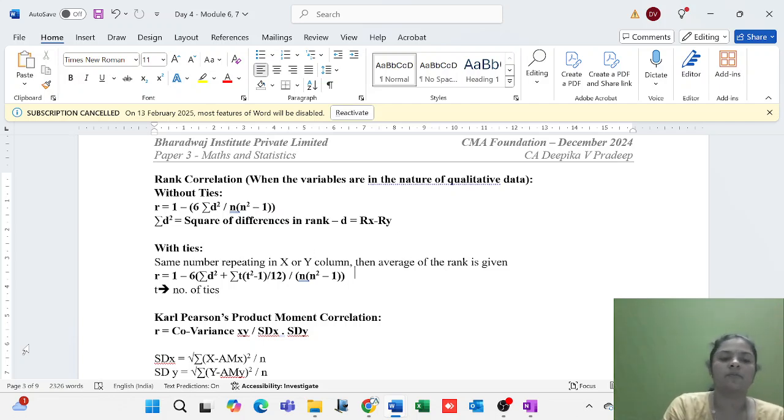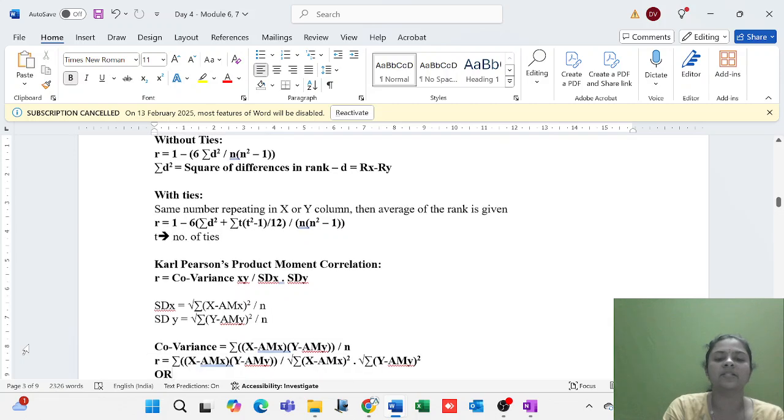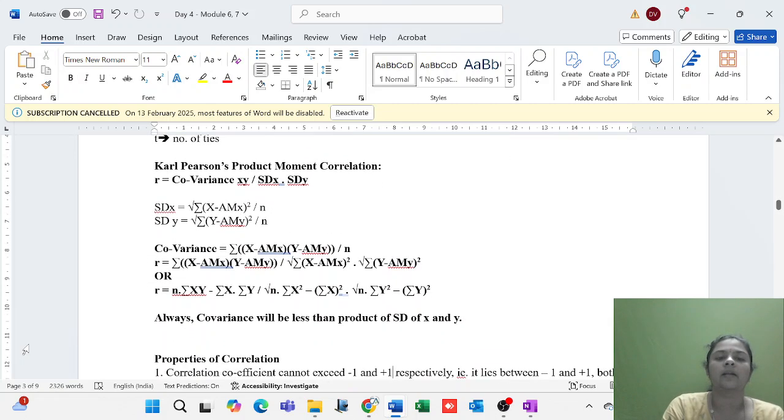Okay. Now we move ahead to Karl-Pearson's correlation. Now this correlation is considered the best method of correlation because it considers both the change in value and the change in sign simultaneously. So the formula for Karl-Pearson's product moment correlation is R is equal to covariance of xy divided by standard deviation of x into standard deviation of y.